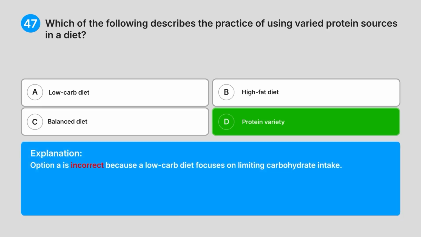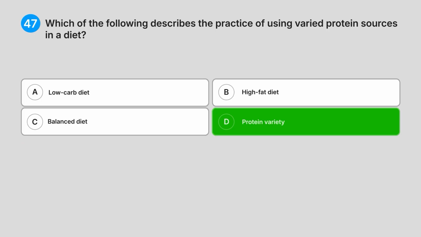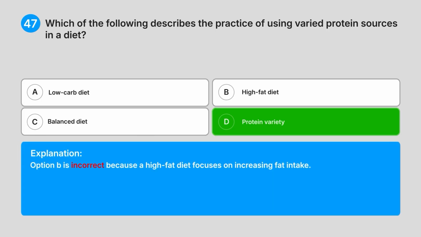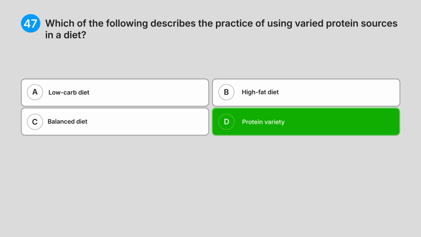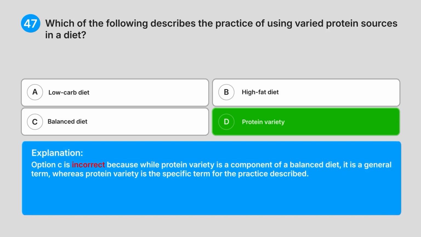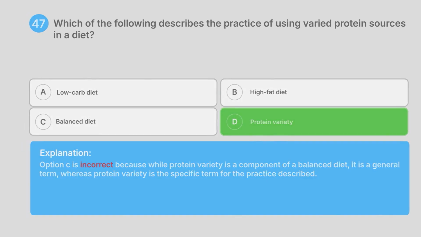Option A is incorrect because a low-carb diet focuses on limiting carbohydrate intake. Option B is incorrect because a high-fat diet focuses on increasing fat intake. Option C is incorrect because while protein variety is a component of a balanced diet, it is a general term, whereas protein variety is the specific term for the practice described.